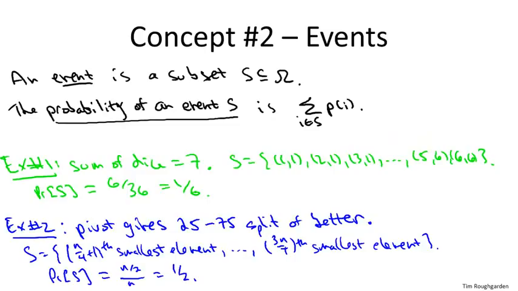Okay, now that we've explored the concept of events in our two running examples, we see that the probability that the sum of two dice is equal to 7 is 1/6, a useful fact to know if you're ever playing craps. And we know that a pivot gives us a 25-75 split or better in randomized quicksort with 50% probability, a useful fact if you want to develop intuition for why quicksort is in fact quick. So that's events. Let's move on to random variables.